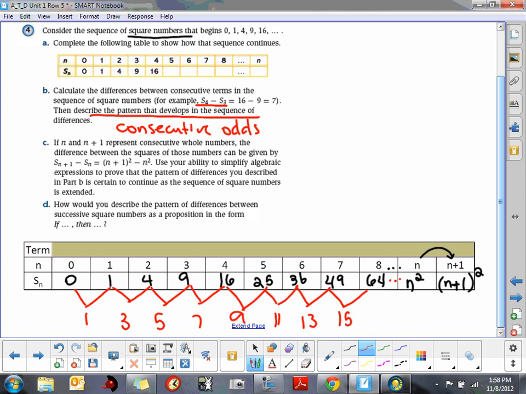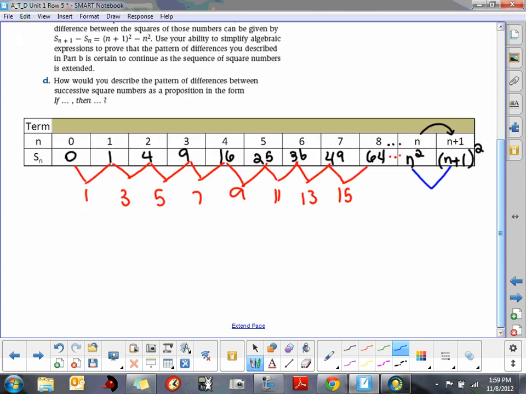Now, I already did part of what part C did. Part C says if n is the number, then n plus 1 represents the consecutive whole numbers in the difference table. Here it is. Now, all we've been doing is finding the difference between these successive terms. How would it look if we generalize this and don't use specific numbers? What would it look like if we had to subtract these?